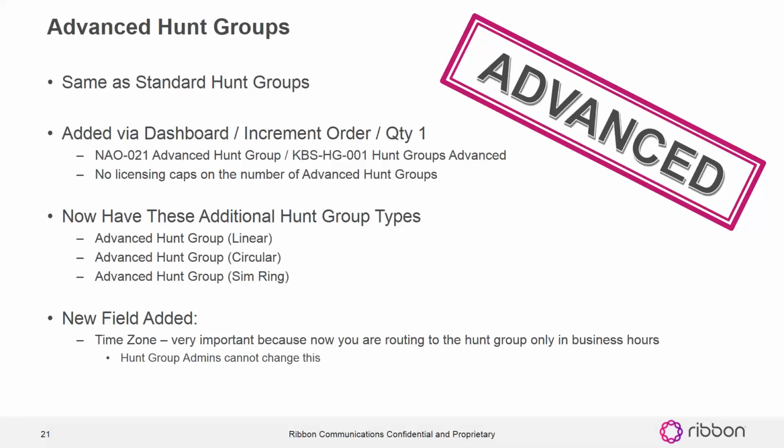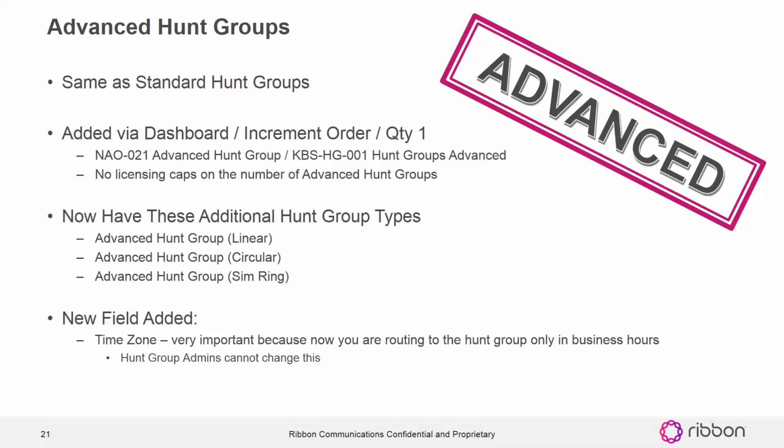We also have KBS HG Hunt Group 001. That is also Hunt Groups Advanced. Again, no charge, but what this does, it gives you the ability to increment one to a particular business, and there's no licensing cap on that. So you can use it all over the place. You'll see it as Advanced Hunt Group Linear, Advanced Hunt Group Circular, Advanced Hunt Group Simmering, but you'll also have in the pull down in call answering groups, the other types of hunt groups.